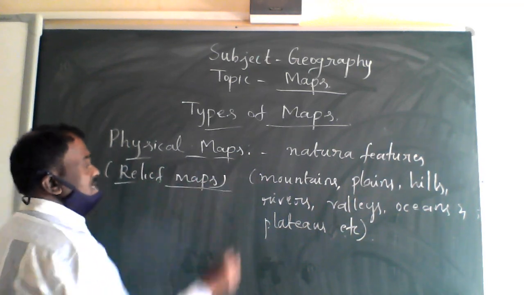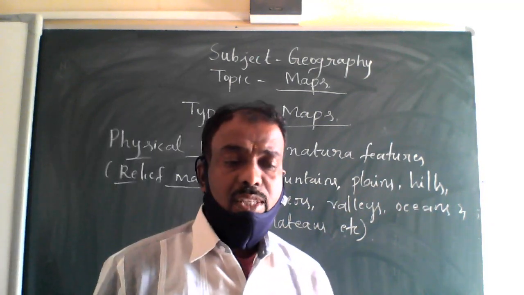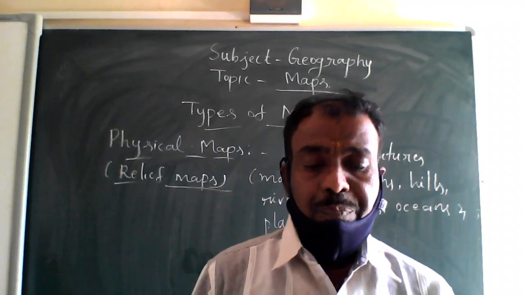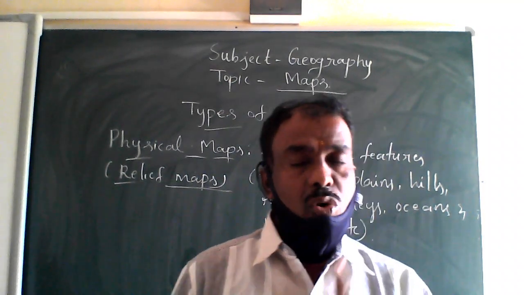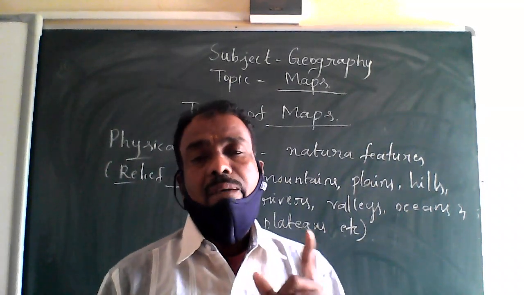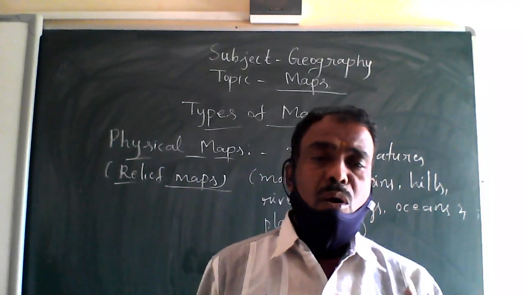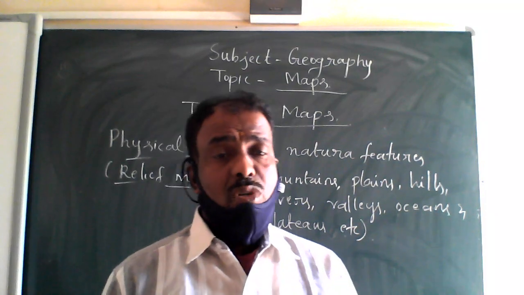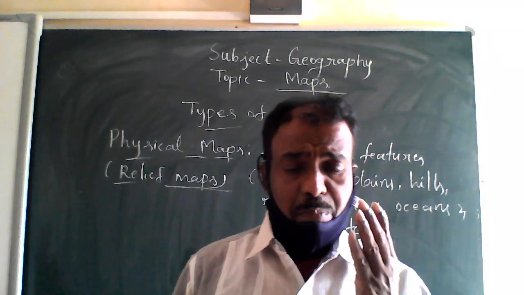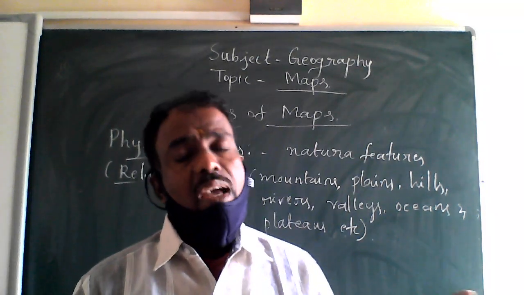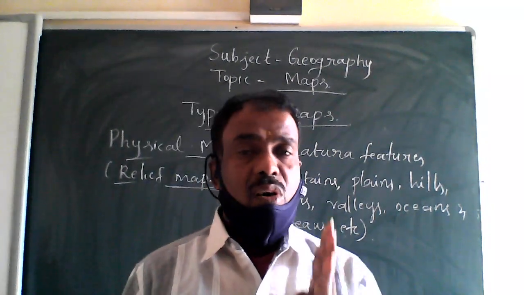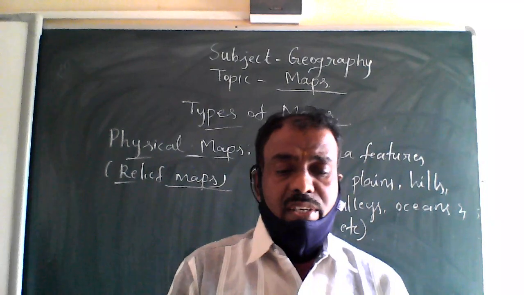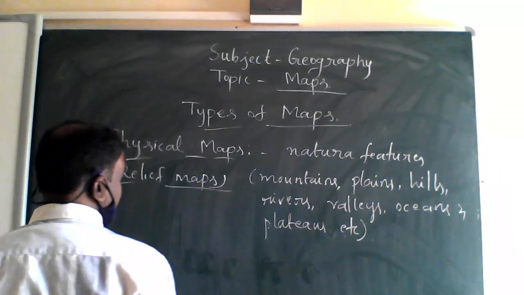I hope, dear students, you are aware about these physical maps. So please keep in your mind, once again I would like to repeat. Physical maps are showing natural features of our earth such as mountains, hills, deserts, plains, and even the oceans, rivers, plateaus, and so on. And these physical maps are also called relief maps. Got it now? Now the next.